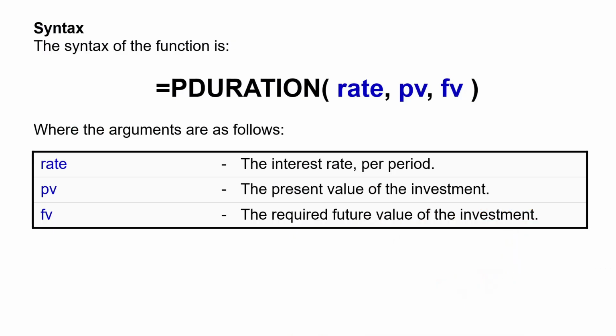The syntax of this function is equal to PDURATION followed by three very basic arguments within brackets. These arguments are rate, which is the interest rate per period; PV, which is the present value of the investment or the starting value; and FV, which is the required future value of the investment or the investment goal. So by using three very basic arguments, you can arrive at the time required to get to a targeted future value of your investments.